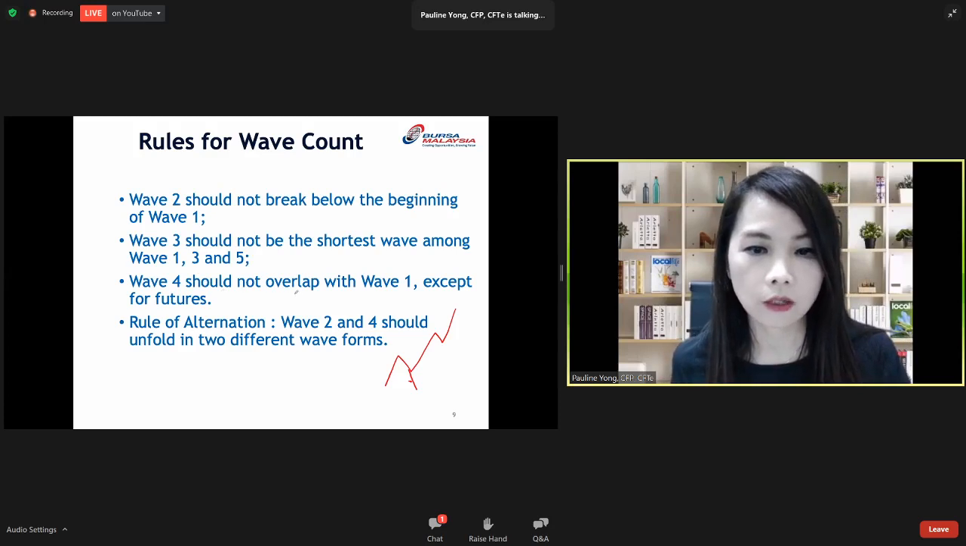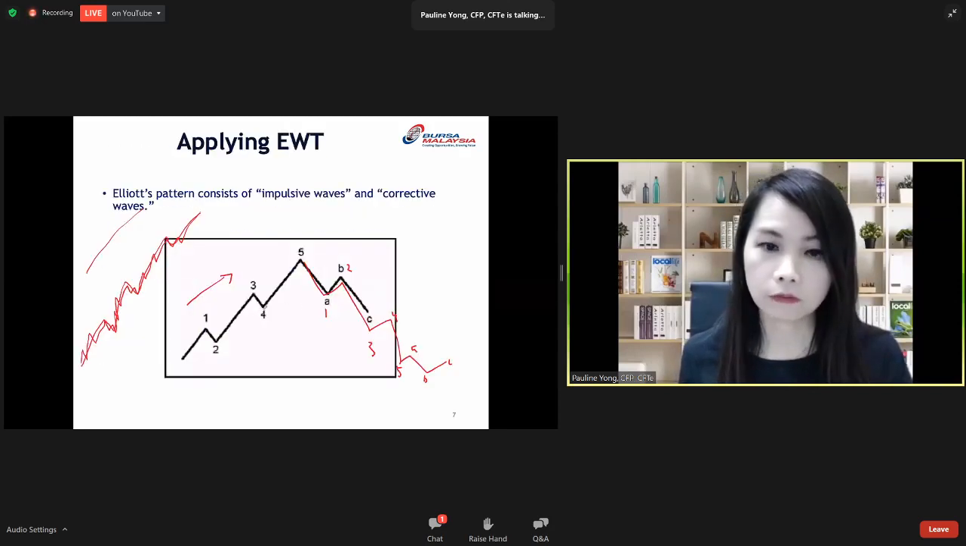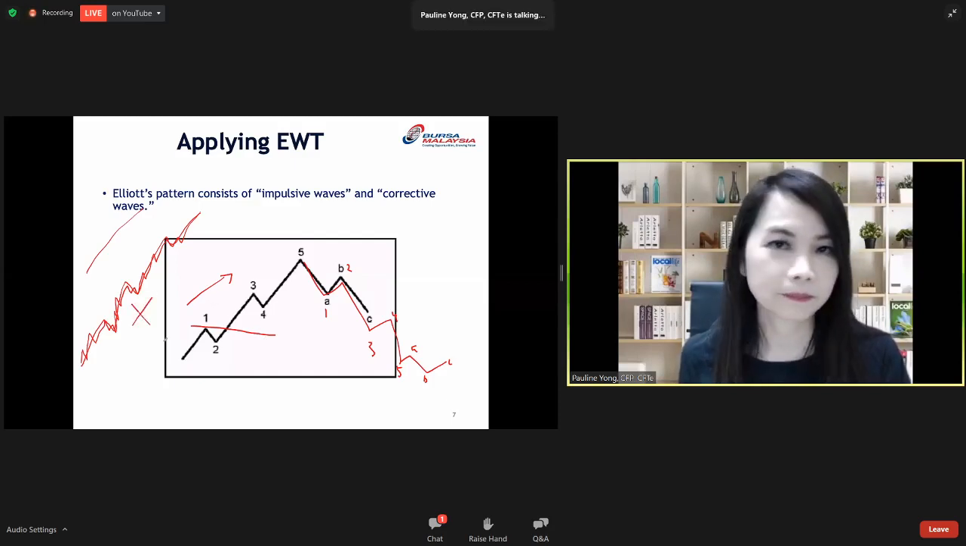And then wave four should not overlap with wave one, except for futures. So wave four, this is the wave four, and this is wave one. Here you draw a horizontal line, and remember we said that the retracement is 618 maximum. If it retraces until here, and then it bounces over here, that means overlap already. For equities, that is never allowed, except for commodities. Commodities, you can still see that.